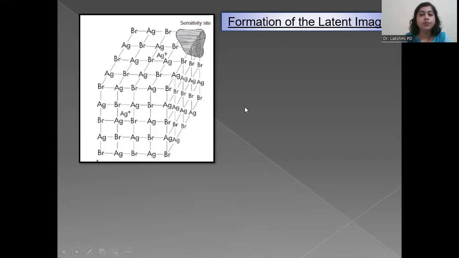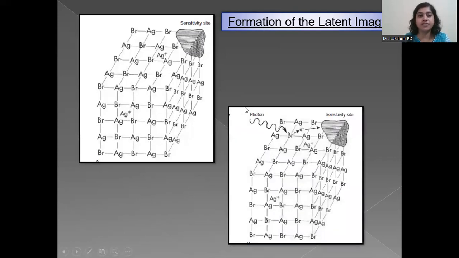Now, once an X-ray photon, after interaction with the human body, falls onto the X-ray film, it interacts with the bromine ion by releasing an electron by the process of Compton as well as photoelectric interactions. This bromine, once it loses its electron, gets converted into a neutral bromine atom. And this electron is now free to move anywhere within the crystal lattice and gets deposited within the sensitivity site.